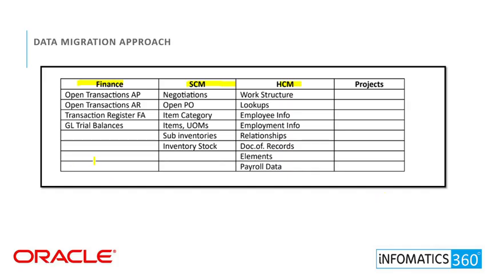So we migrate all the items from finance, like open transactions, as we discussed in the previous slide: open transactions of AR, transactions registered in FA, and GL balances. For SCM: negotiation, open PO items, category, sub inventories, inventory stocks. And when it comes to HCM, we migrate employee data, work structure, lookups, relationships, payroll data. So all these, if applicable, ensure a new system starts with accurate and complete data.